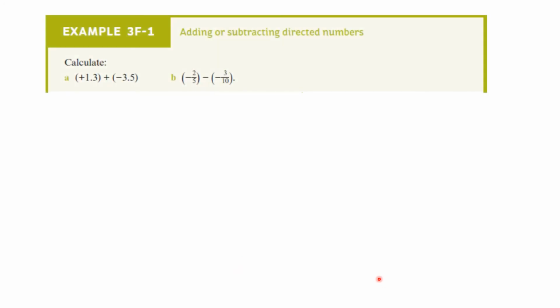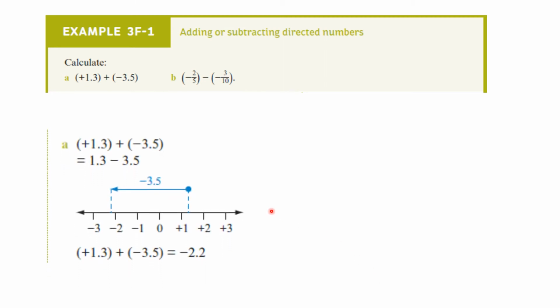Alright, let's have a look at a couple of examples from your book. So I've got question A working with decimals and question B working with fractions. So let's have a look at our solution for our decimal question. So a positive 1.3 plus a negative 3.5. Okay, if we think back to those key ideas from the previous slide, plus and minus together always ends up being a minus. Okay, so they've drawn this on a number line.